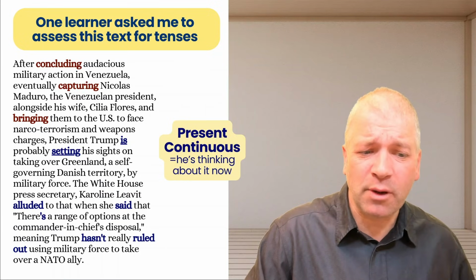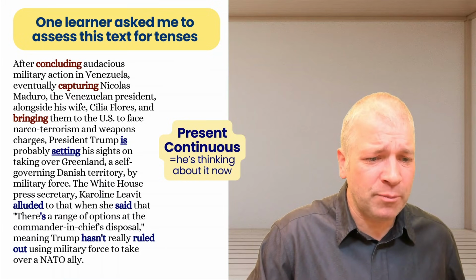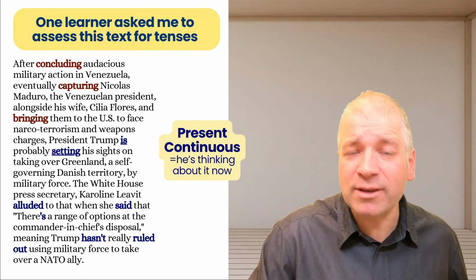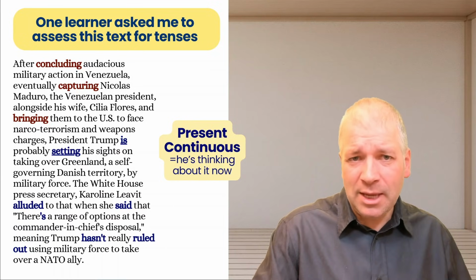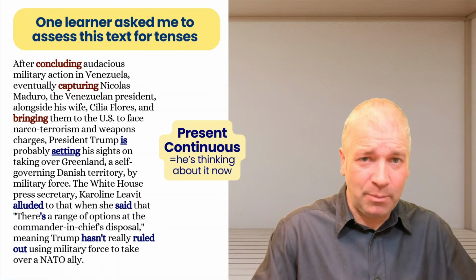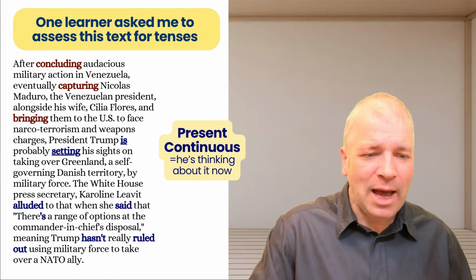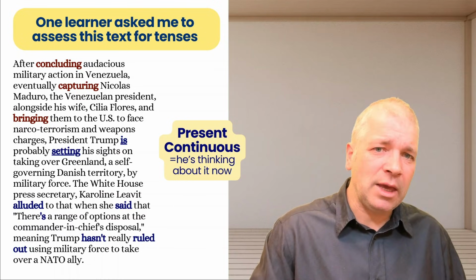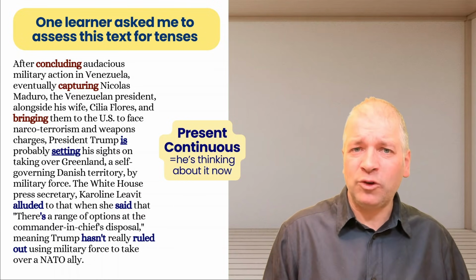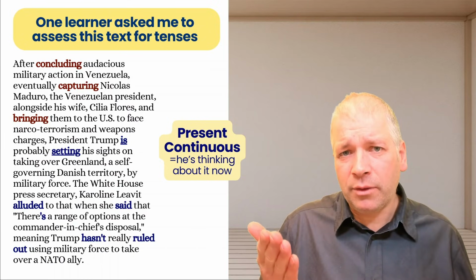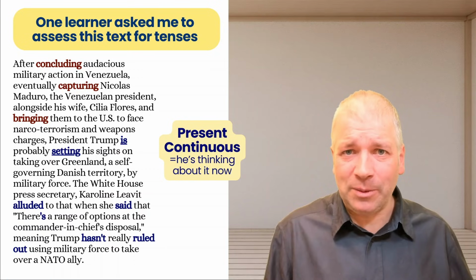So let's now focus on this main clause. President Trump is probably setting his sights on taking over Greenland. So this is written in the present continuous, the verb to be, which is in the present simple form. So the verb to be is conjugated for tense here, and setting is the present participle, which we use to make the present continuous. The verb to be followed by the verb with ing.